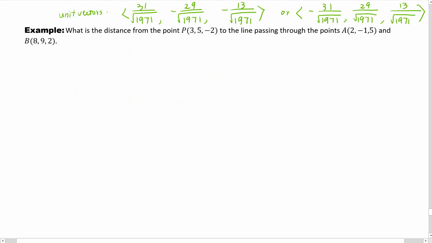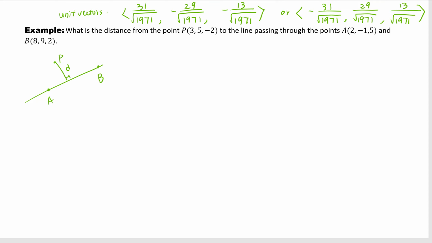What is the distance from the point P to the line passing through the points A and B? Okay, so here let's draw some picture. We have P here, we have A and B here. We want to find the distance from the point to the line, so we're looking for this distance, from the point to the line passing through A and B.